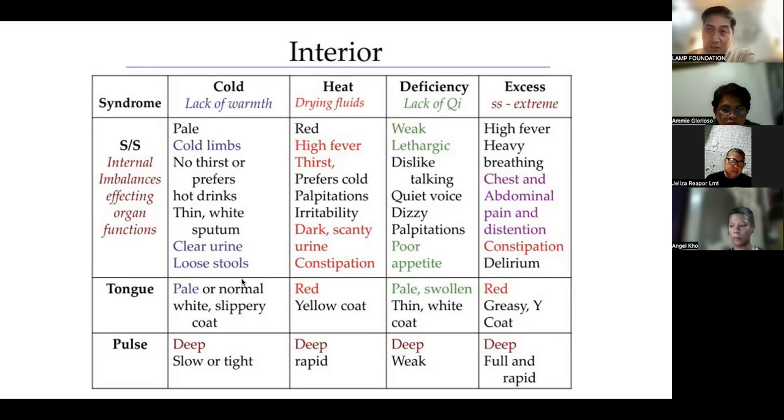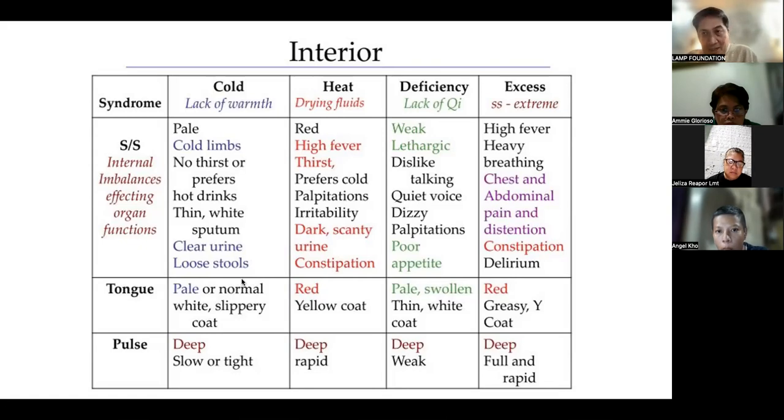Now let's go to deficiency. May comorbidity na. Ibig sabihin, mahina ang chi. Kulang ang chi. Lack of chi. Patient is weak. Di ba walang energy? Lethargic. Dislikes talking. Quiet voice. Di ba may mga taong gano'n ayaw magsalita? So automatic mo deficiency.